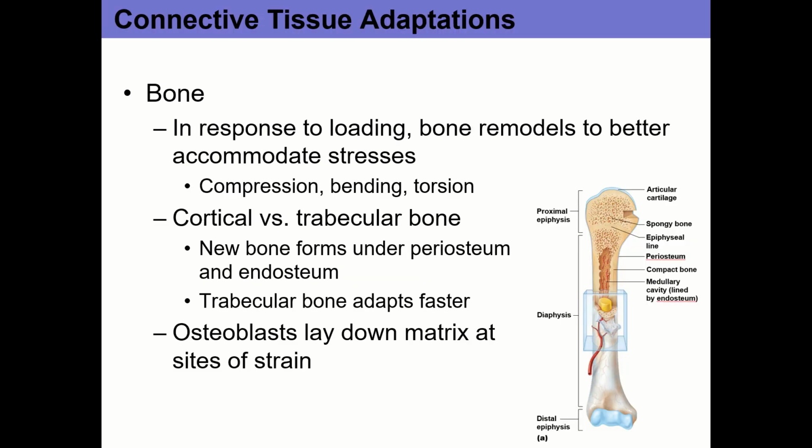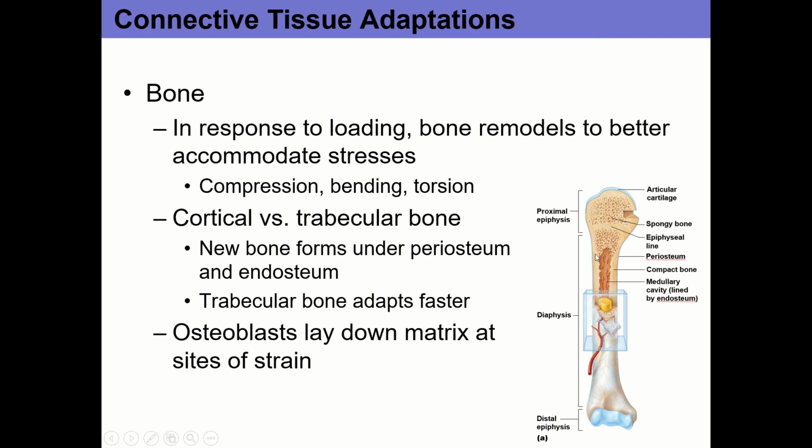Bone also adapts. So bone adapts to compressive stresses. Also torsional, so twisting, or traction stresses as well, but primarily to compressive stresses. So cortical and trabecular bone, I'm not going to rehash that, other than super briefly.